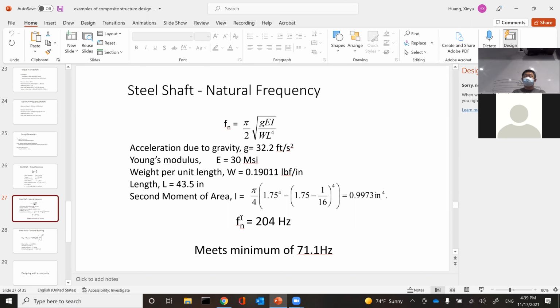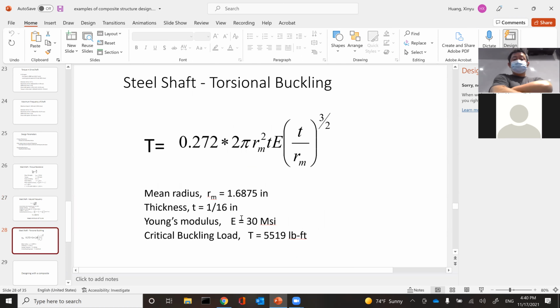So you're never going to drive your shaft to 204 unless you go crazy. 100 miles an hour is 71 hertz. If you drive the shaft at 204 hertz, that means you're going 300 miles an hour. Usually, most normal people don't go that fast. So that's frequency-wise fine.